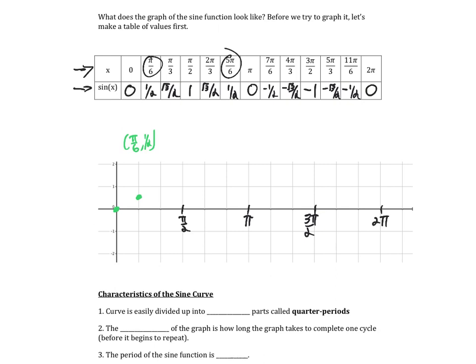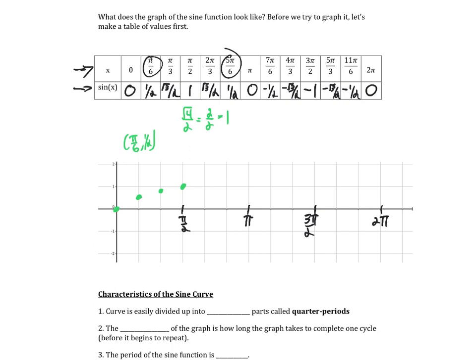Pi over 3, root 3 over 2. Well, root 4 over 2 would equal 2 over 2, which is equal to 1, so root 3 over 2 must be less than 1. It's pretty close, though, so you can maybe plot it up there. It doesn't need to be exact. We just want a general shape of the graph. And pi over 2 is 1. Okay, so we got our first 4 points there.